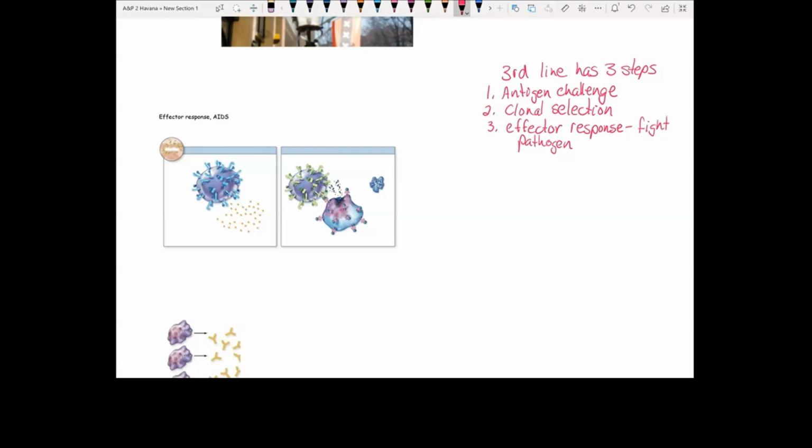You already know antigen challenge and clonal selection, so now we can look at effector response. First, we'll look at helper T. So remember, helper T secretes interleukin, and this causes cells to clone. So the effector response of helper T is to cause the cloning by secreting interleukin.